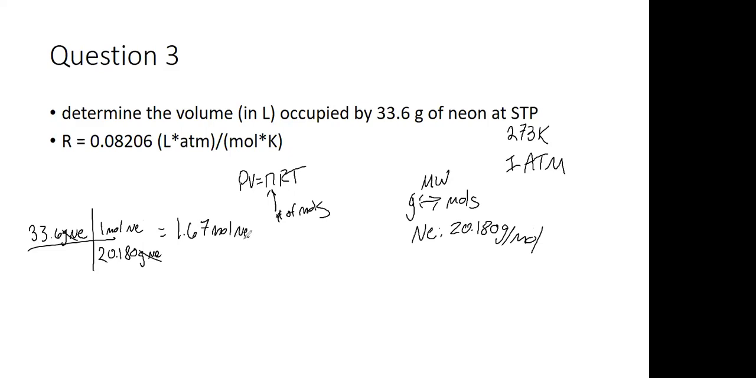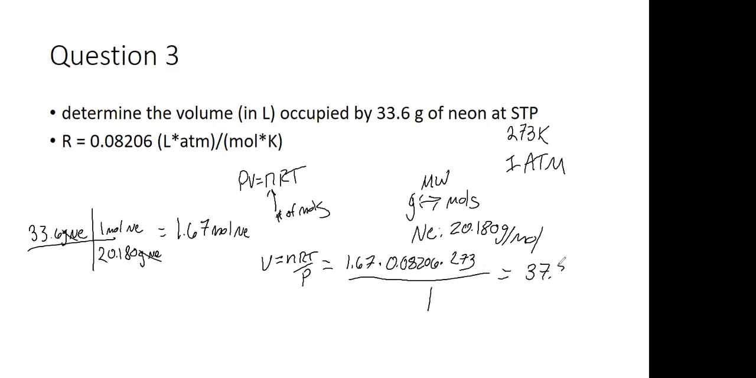Now I should have everything I need to calculate volume. So I'm going to rearrange my equation to volume equals NRT divided by P, or 1.67 times 0.08206 times 273, all divided by 1. My volume is 37.3 liters.